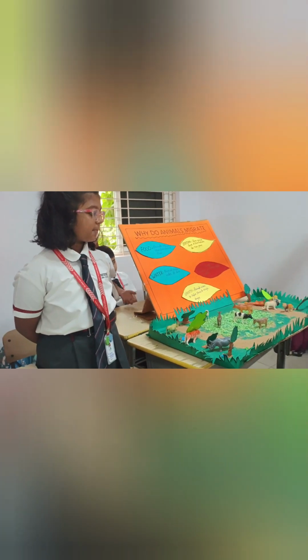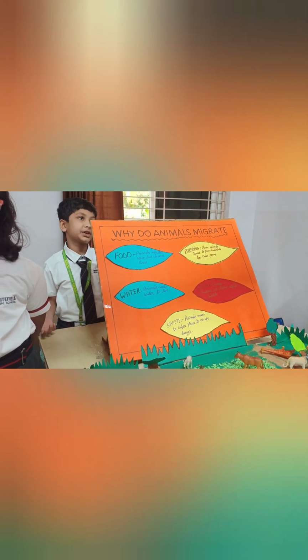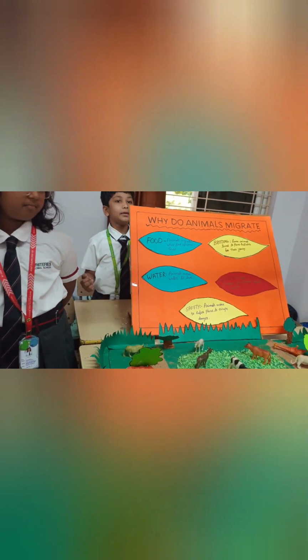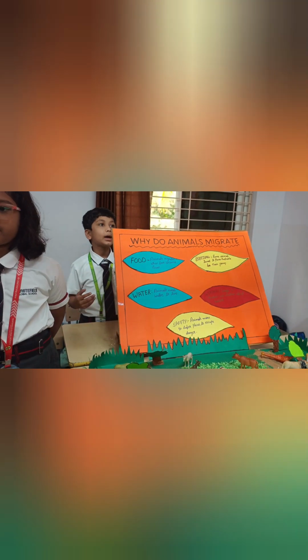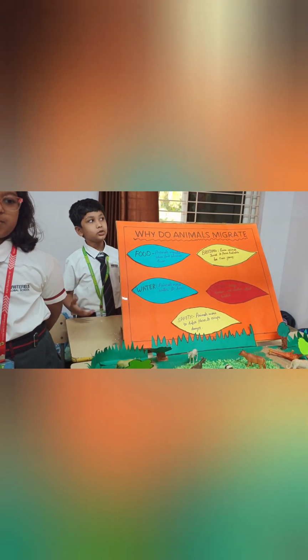This explains why animals migrate. Our model answers the great question of our exhibition: why do animals migrate? We have five sections: food, water, breeding, safety, and migration. Each section explains one factor that may influence animal movement. Let us open the first clue: food.